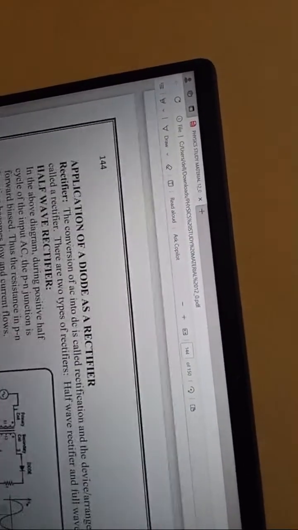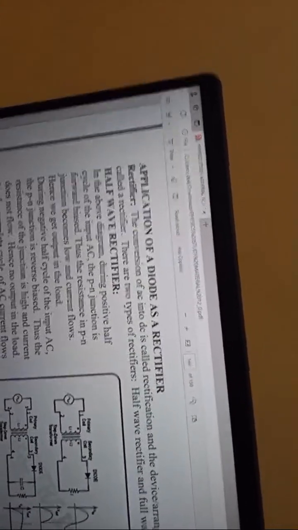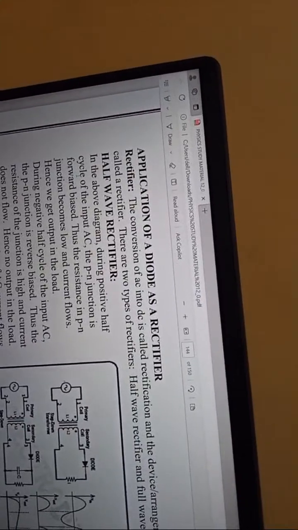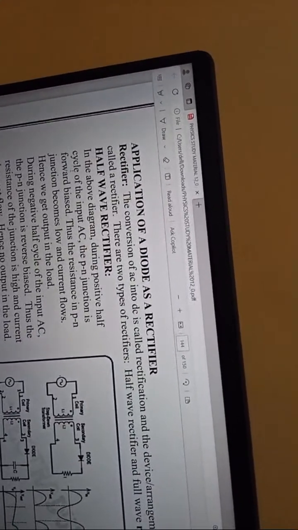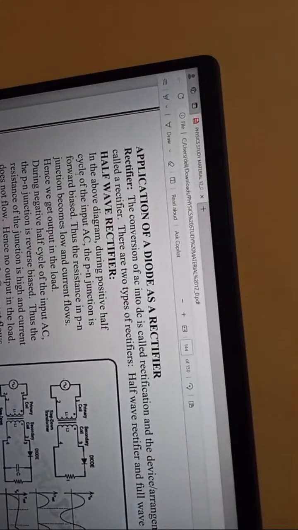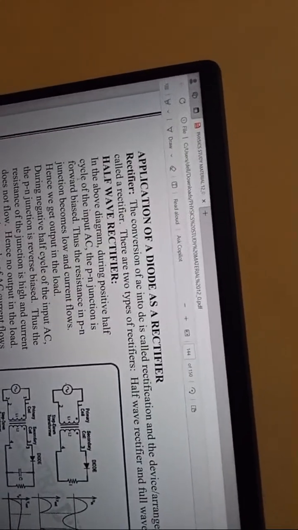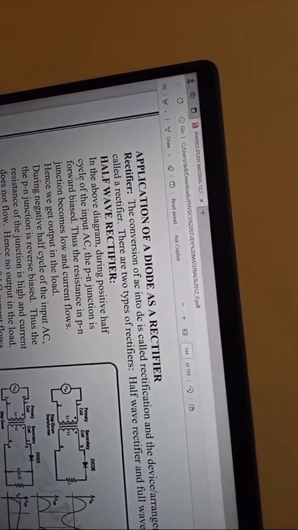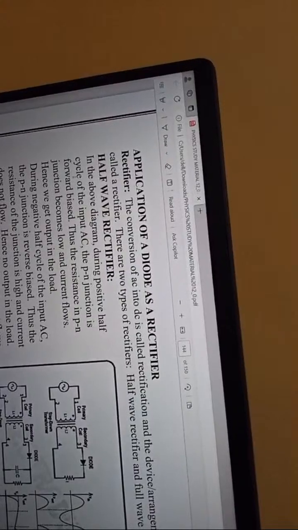Application of a diode as a rectifier. The conversion of AC into DC is called rectification, and the device arrangement is called a rectifier. So what a rectifier does is convert AC into DC. There are two types of rectifiers: half wave rectifier and full wave rectifier.